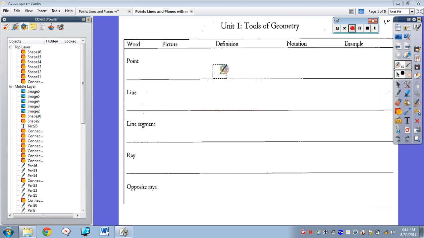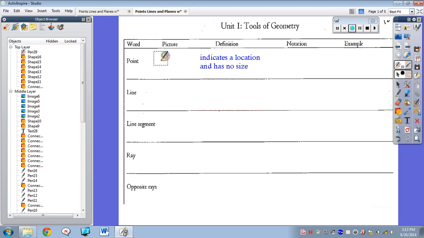Okay, the first definition we're going to talk about is a point. A point indicates a location and has no size or dimension. The picture of a point is a dot. So you see this dot right here, and next to that dot is a capital letter. So the notation for a point, to label a point, has to be a capital letter. You can choose any capital letter from A to Z, but it has to be a capital letter with a dot next to it.